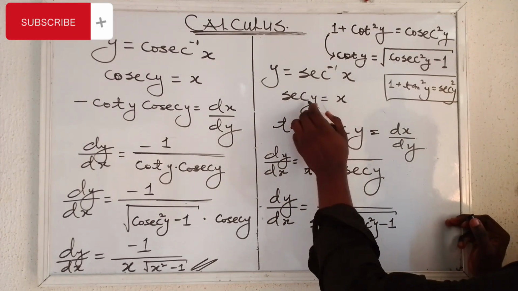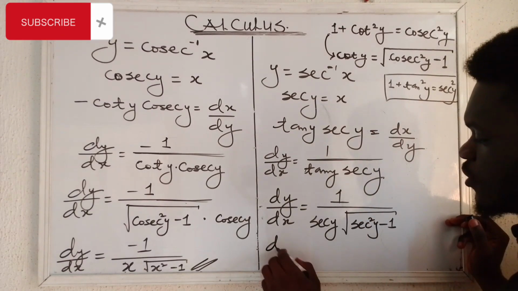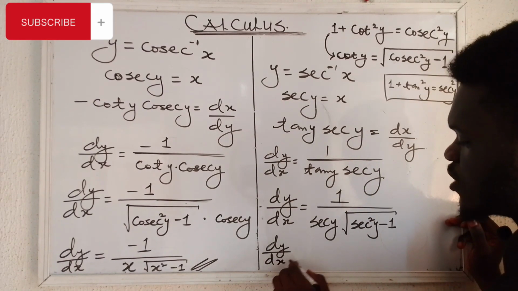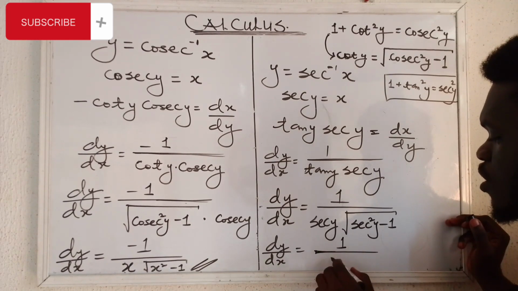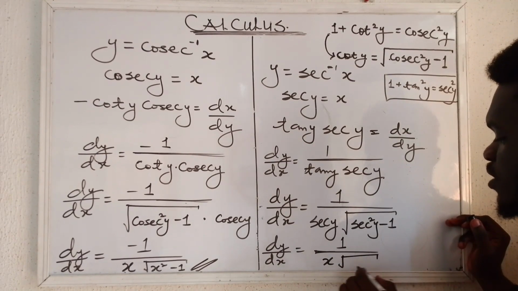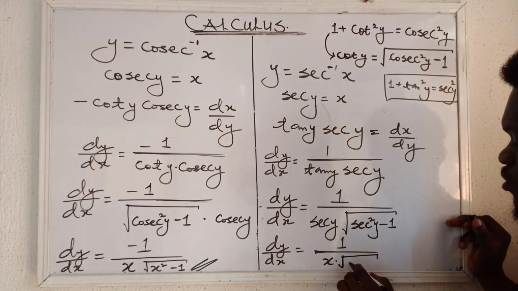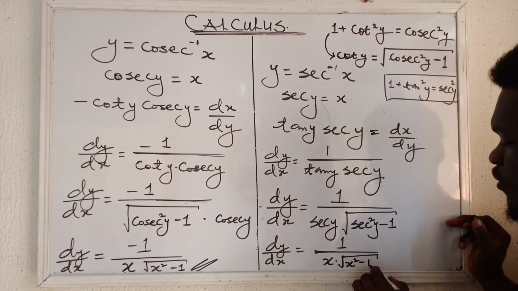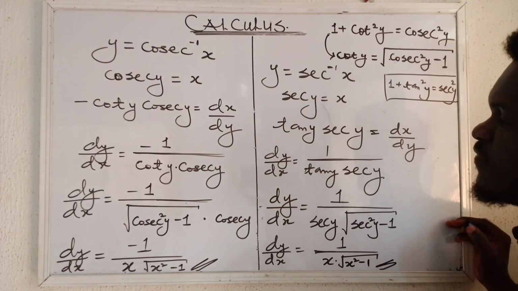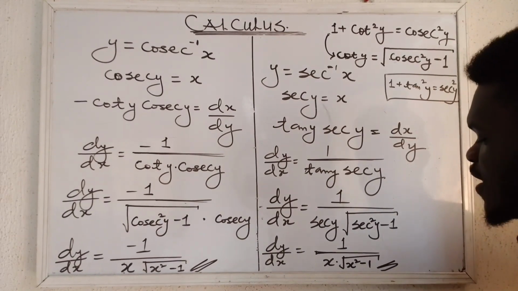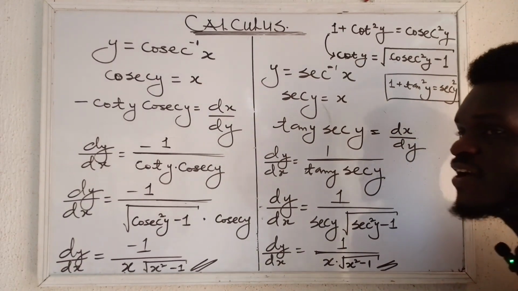Now remember that secant y is equal to x. So from here, you just say that dy/dx will be equal to positive 1 all divided by x times the square root of x squared minus 1. So you can see it's similar to the derivative of the inverse cosecant, with just the negative sign difference. So that's just it.